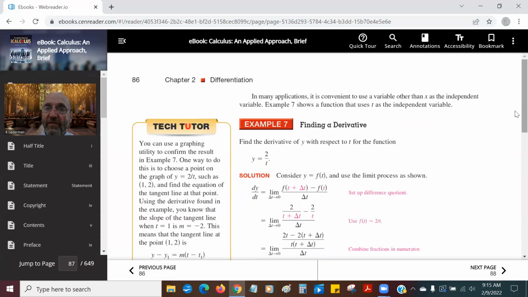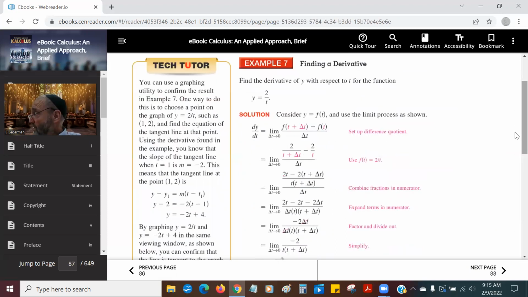And let's do another fun one. Y is equal to 2 over t. So what's the derivative? Again, I want to use this formula, which is tattooed in our brains, and do 2 over t plus delta t minus 2 over t.